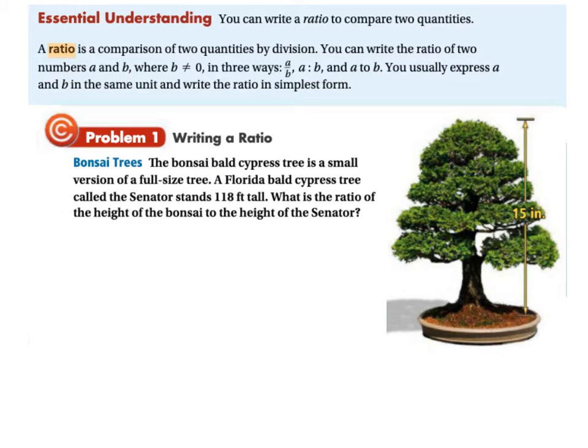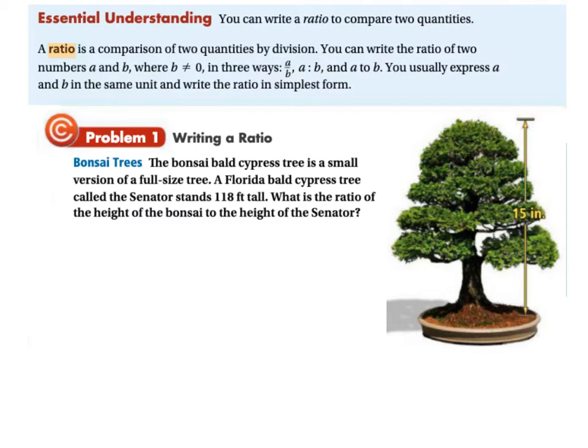So what's going on here? We've got this little bonsai tree that represents or is similar to the senator. The bonsai bald cypress tree is a small version of a full-size tree. A Florida bald cypress tree called the senator stands 118 feet tall. This is only 15 inches tall. What is the ratio of the height of the bonsai to the height of the senator? Notice that they named the height of the bonsai first, so that's going to be the first, the A value.